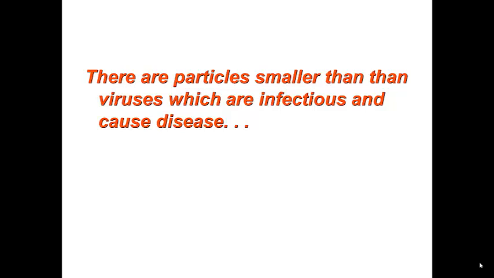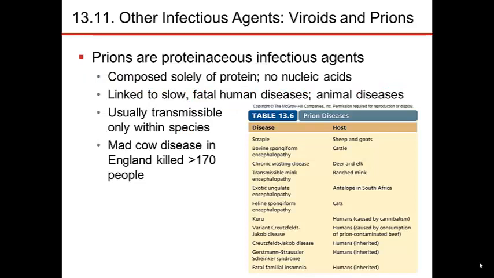Finally, there are particles that are even smaller than viruses or viroids, and they are infectious and cause disease. These are the prions. Prions are misfolded proteins containing no nucleic acid. They cause transmissible spongiform encephalopathies. These are fatal neurodegenerative diseases and are unfortunately common in animals.